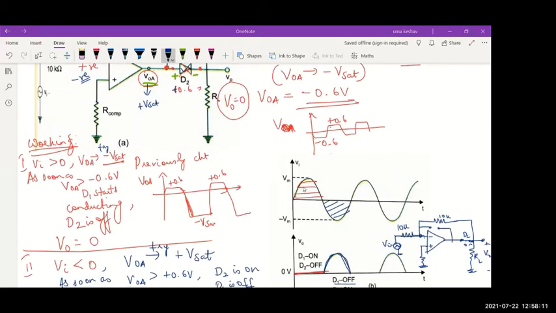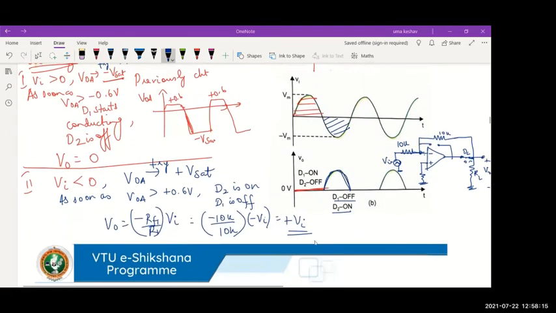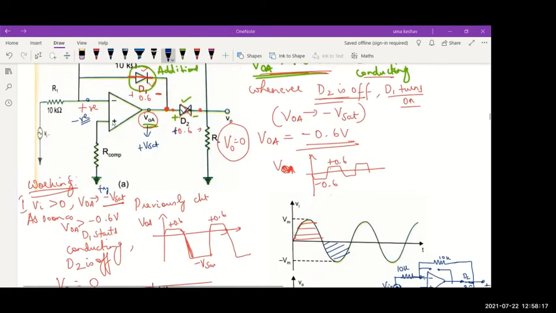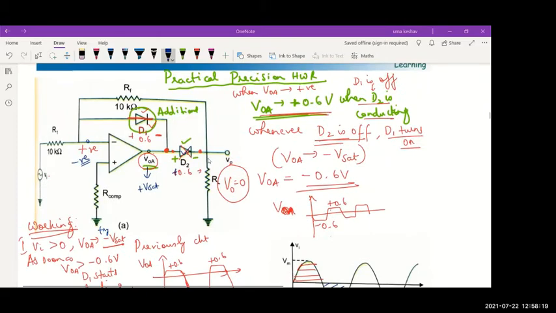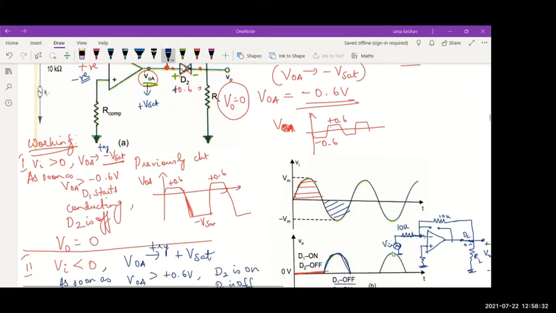Same as before. If you want the positive half cycles to become rectified to negative half cycles, you just have to reverse both the diodes. You reverse the direction of both the diodes, your positive half cycles will become negative half cycles. Okay? And let's draw the transfer characteristics here. I want you to understand how the transfer characteristics looks.